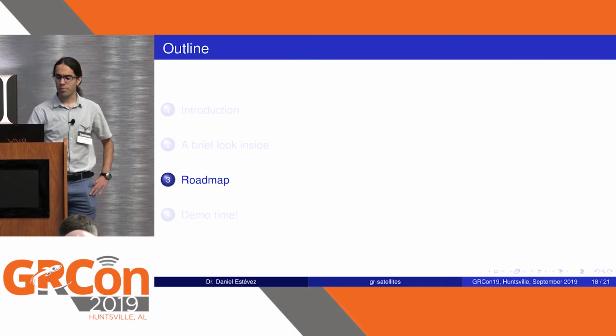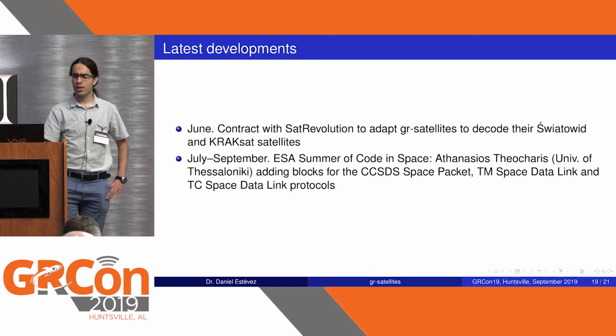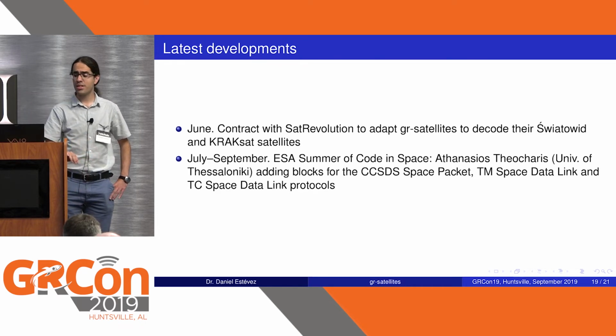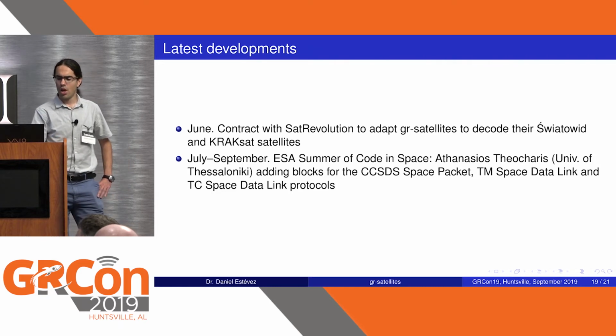So about the roadmap, things that have happened earlier this year. During June, I did a small contract for a startup company in Poland, called Sat Revolution. Within this contract, what I did was adapt GR satellites for their two satellites that they launched through the International Space Station, I think in May or something like that. They were released in orbit at the beginning of July.